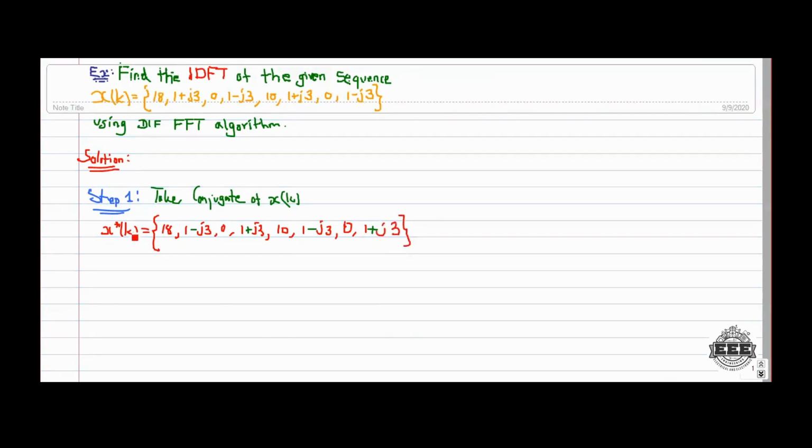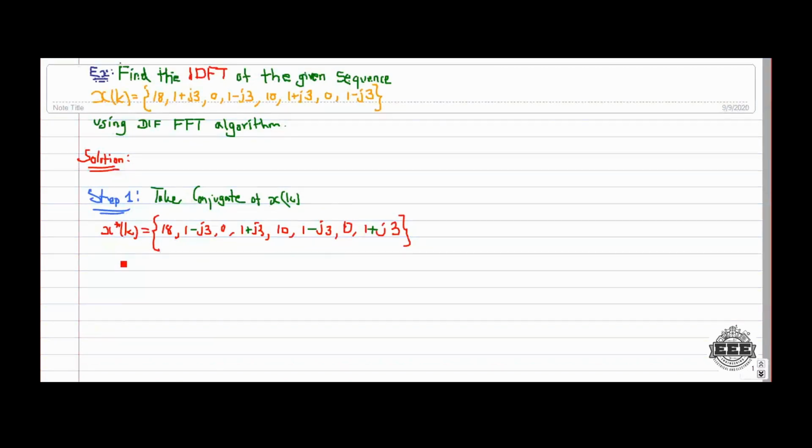So this is X star of k, which in normal order is 18 comma 1 minus j3, 0. So instead of 1 minus, we are getting plus, 10, then 1 minus, so here 0, and then again instead of 1 minus we are getting 1 plus. So we are getting the conjugates. So this is X star of k. Step one has been finished.